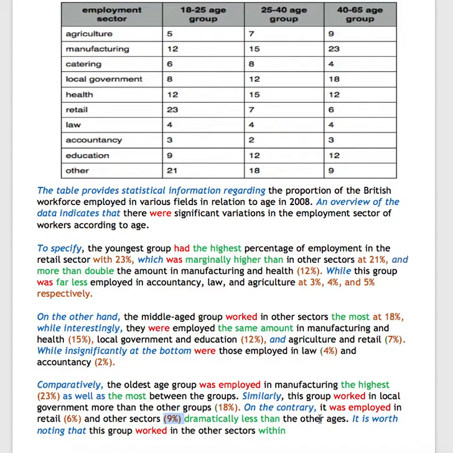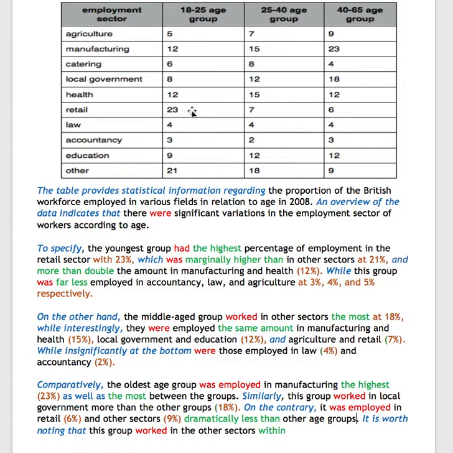I don't know about the others. Let's just put the other age groups. Because we put the other age groups, it means both. So just dramatically less than other age groups. So for example, here, retail, 6 and 23.